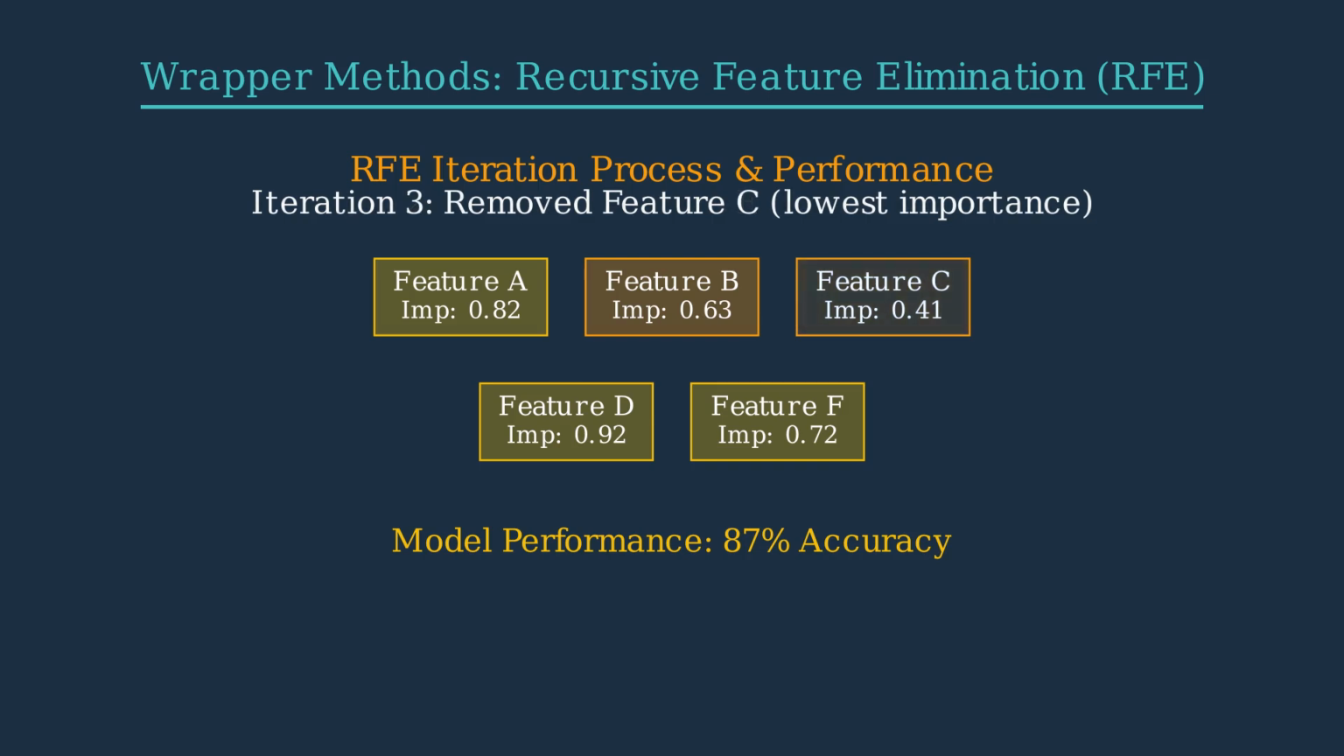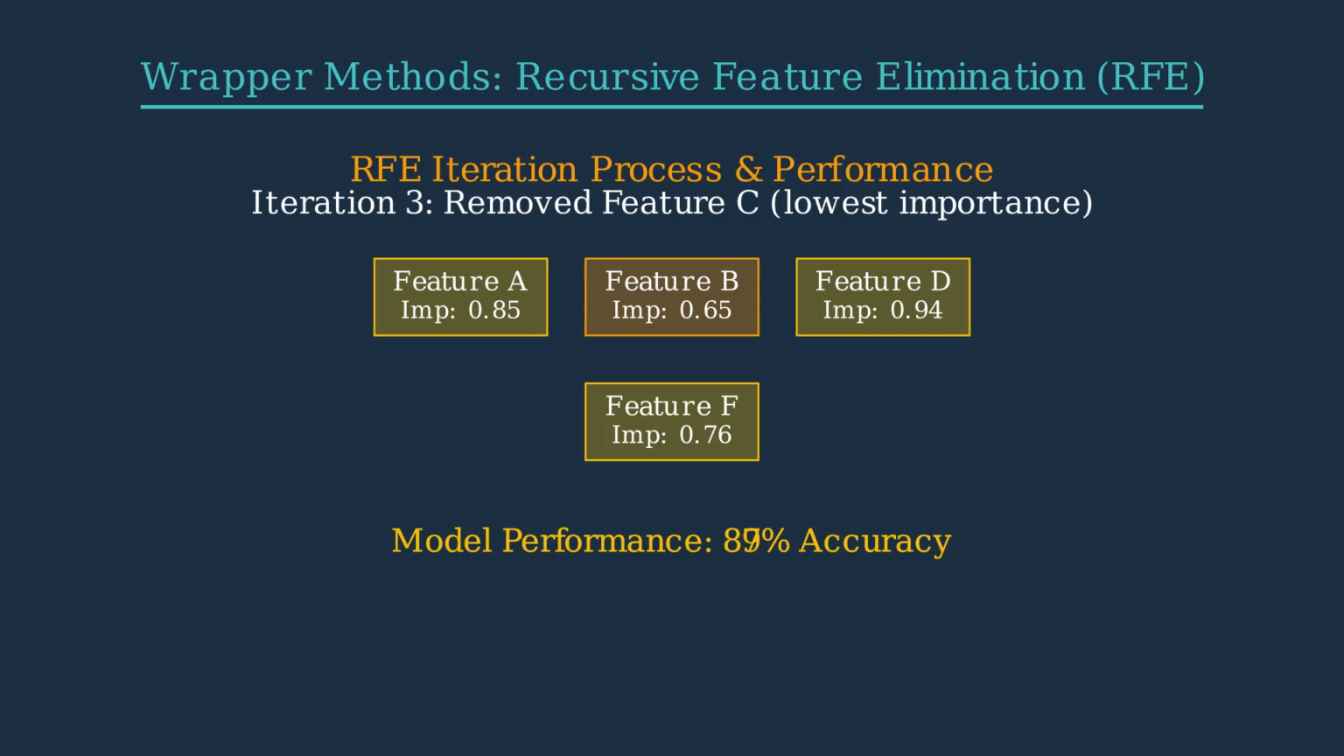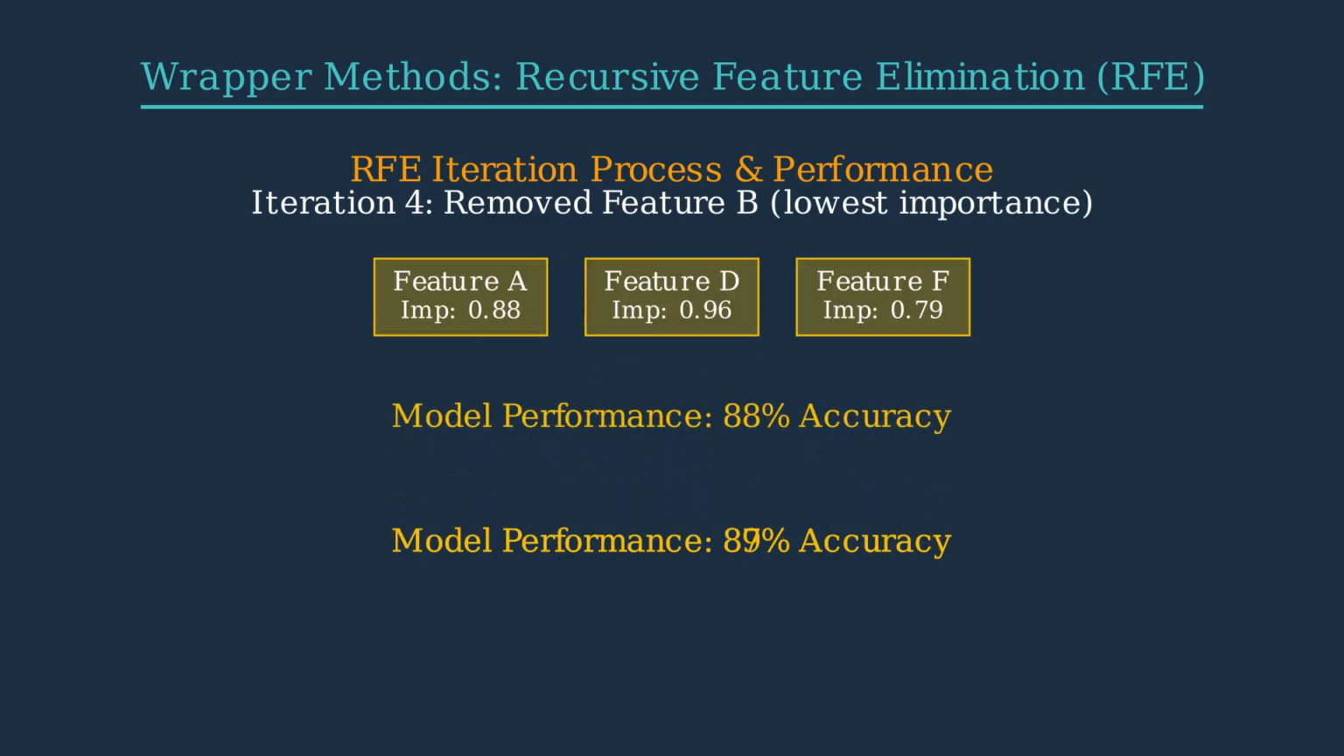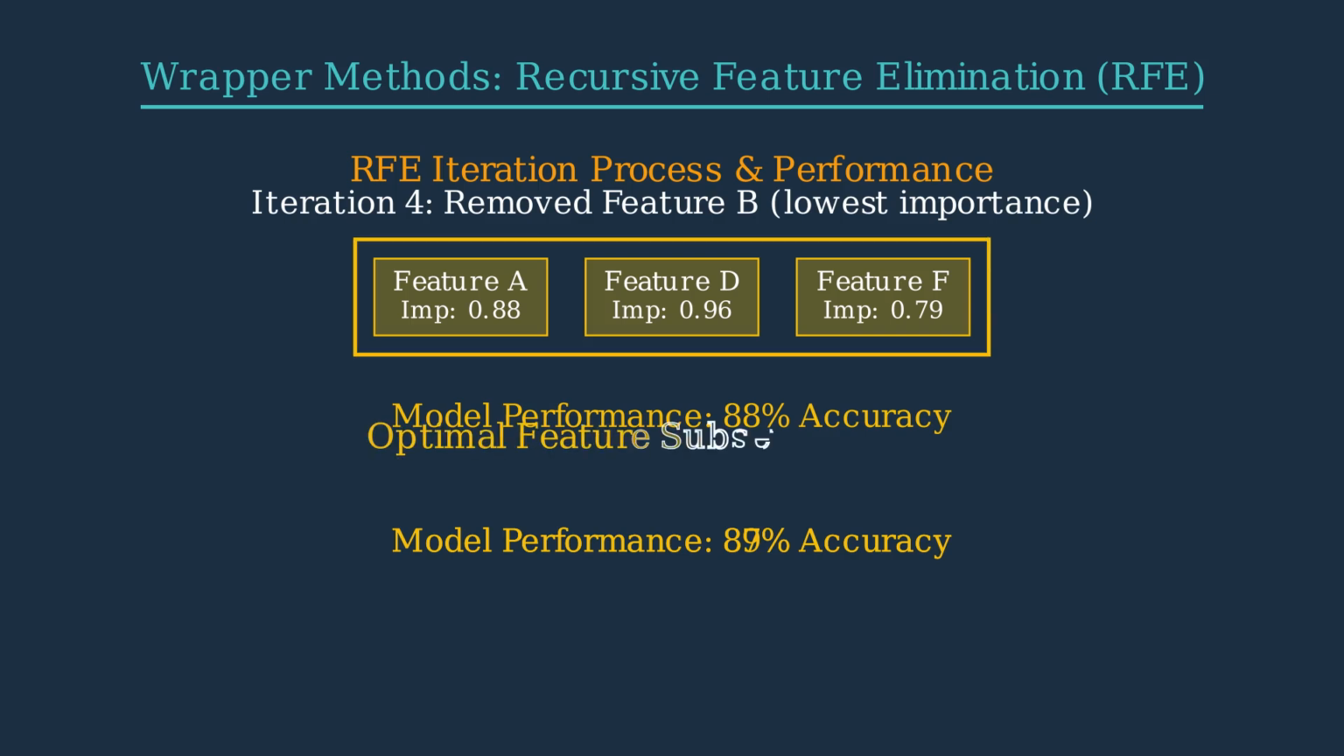In the next iteration, we remove feature C, which now has the lowest importance. Our model accuracy increases to 89%. When we remove feature B, we notice that the performance slightly decreases to 88%. This indicates we may have reached our optimal feature subset. Since performance decreased, we would stop here and conclude that our optimal feature subset contains features A, D, and F.